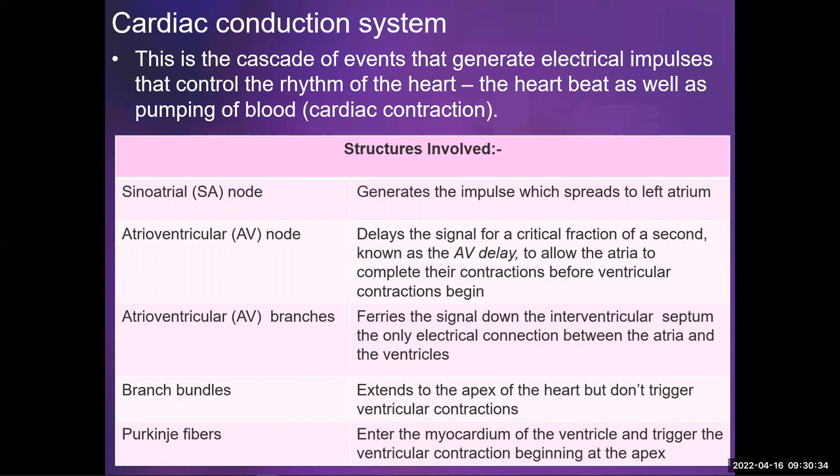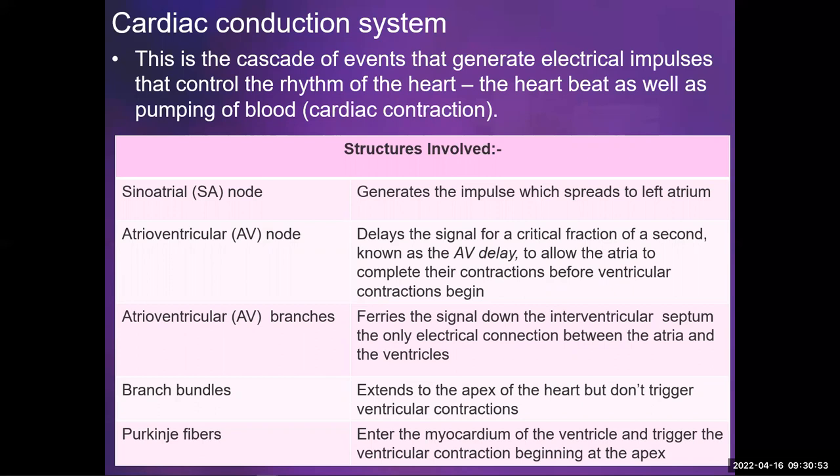Now let's talk about the cardiac conduction system. How does the heart beat? Well, the heart has a normal rhythm, a lub-dub, lub-dub. And of course the sounds you hear are really the valves, the beating.